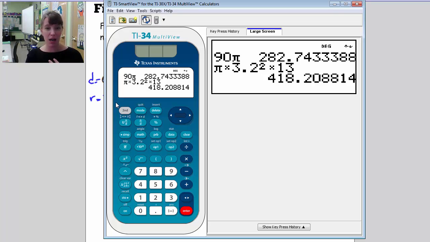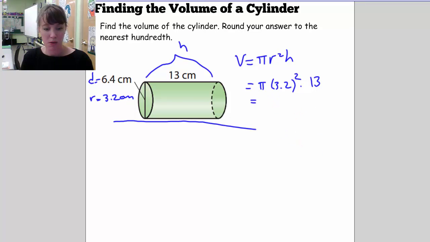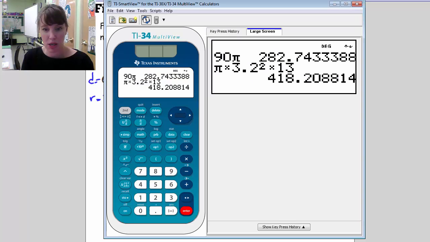So depending on how they ask this to be rounded, I'm going to round to the nearest tenth here. So I have 418.2, let me just make sure that's okay, 418.2, yes. And that's going to be in centimeters cubed.